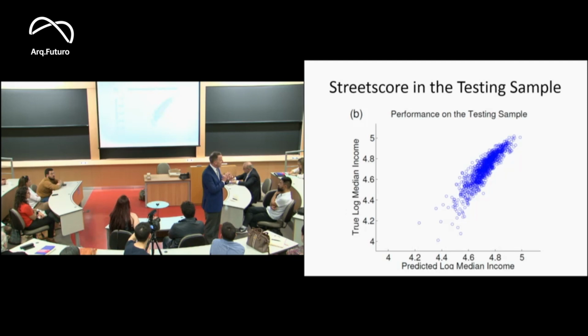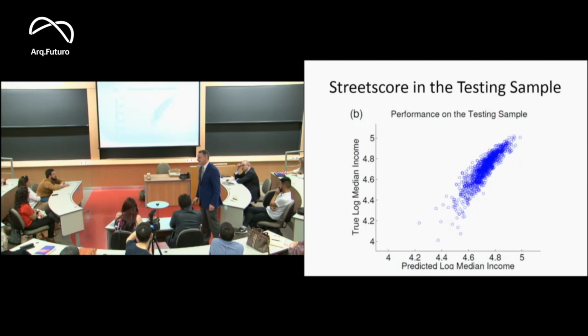So what you always do is you take a training sample that you train your model on, and then you keep a testing sample pure, and you ask, how well does the model do in this testing sample that it hasn't been directly fitted to? The answer is it can explain 80% of the variation in the testing sample's income in New York.